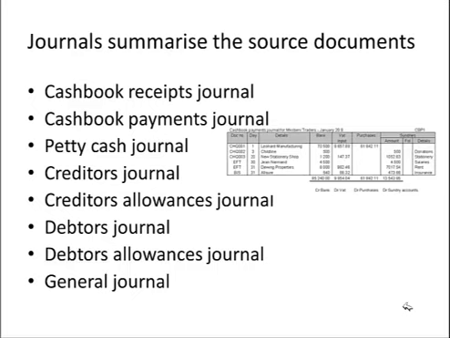When the business sells products or services on credit to the customer, the transaction is recorded in the debtors journal. When the customer returns a product to the business, the return is recorded in the debtors allowance journal. Any other transaction that cannot be recorded in any of the journals is recorded in the general journal.